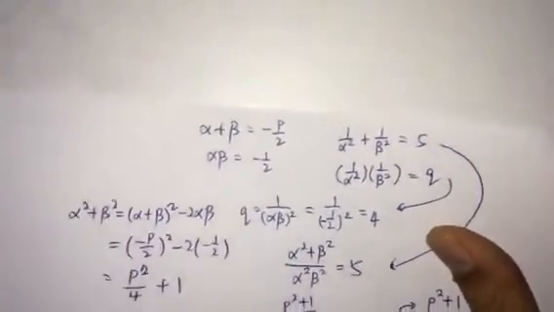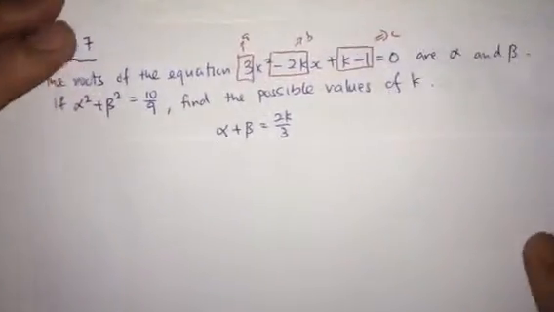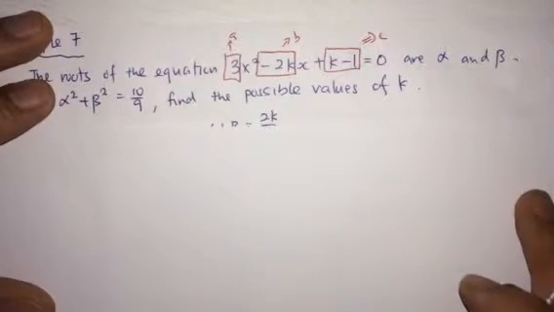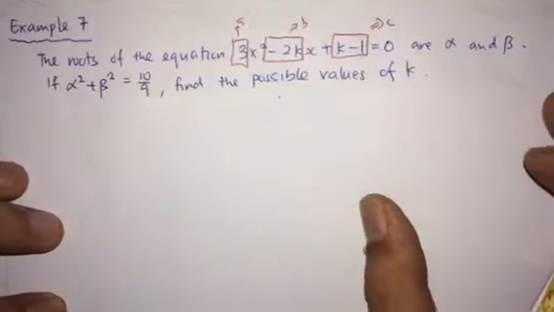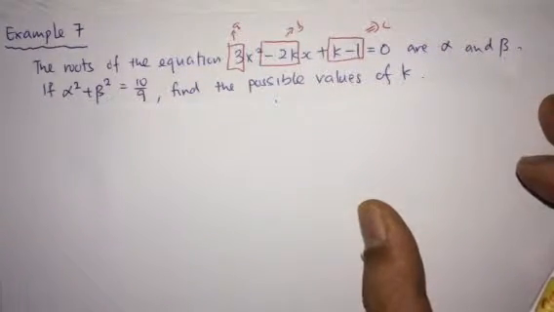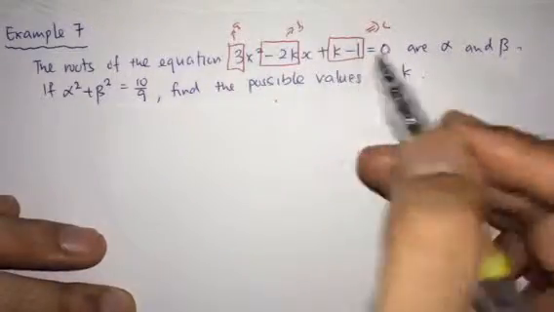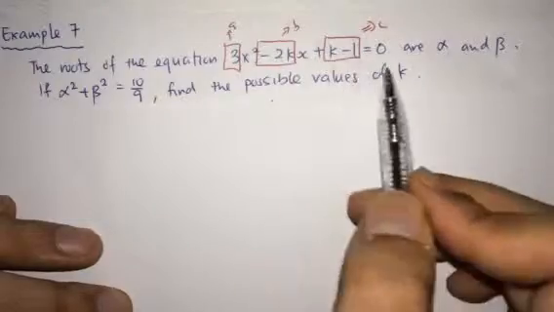Okay, let's look at some more examples. Example 7. Example 7 is another way of asking. Instead of giving you two equations or changing the roots, I now insert some unknowns inside the equations. But you can see from here that the a, b, and c now will be in terms of k.